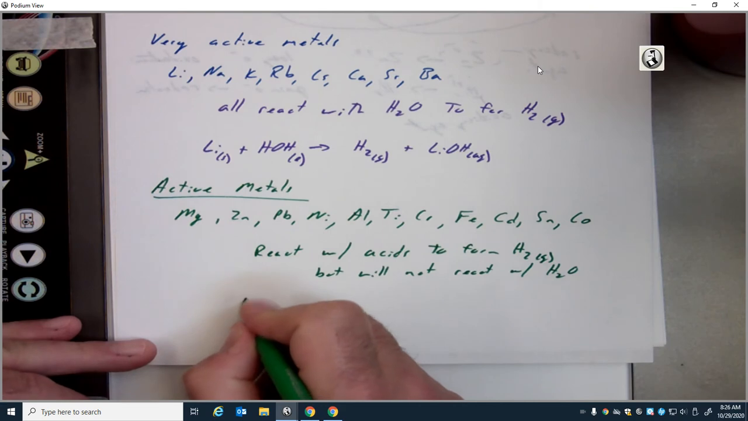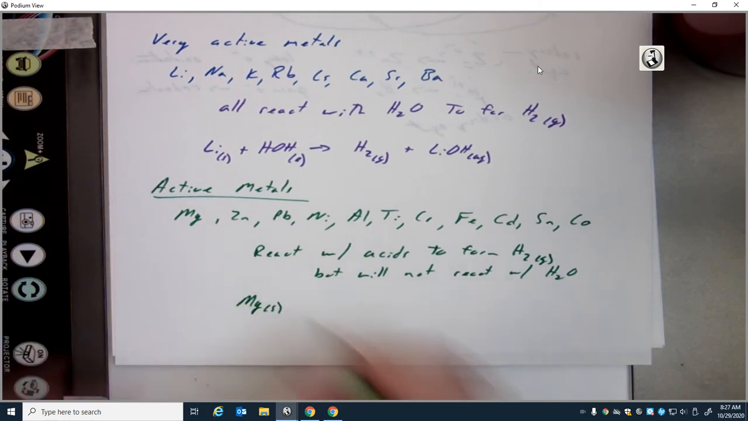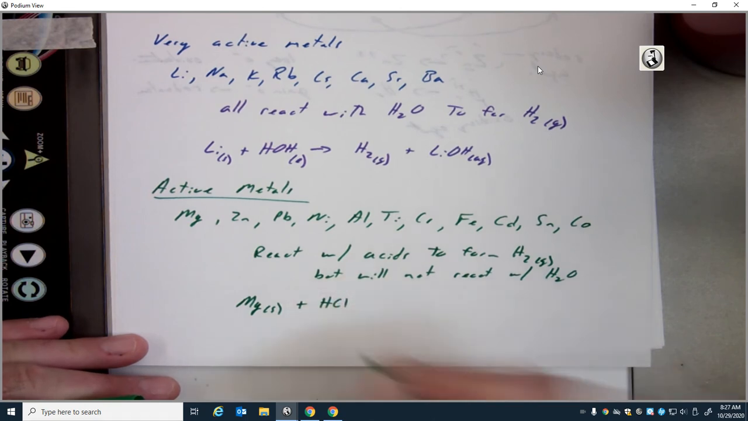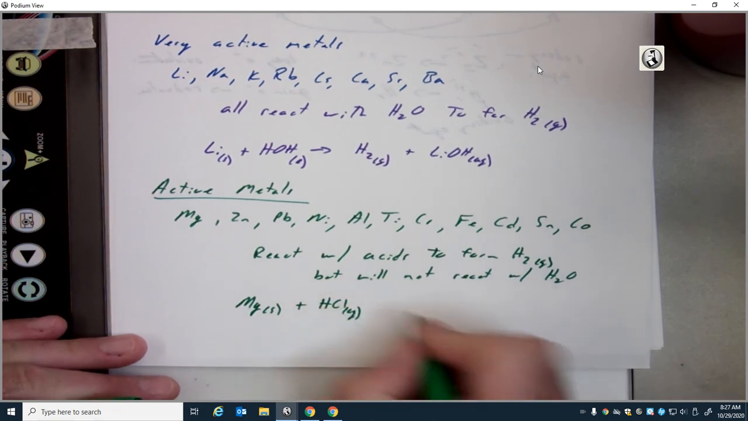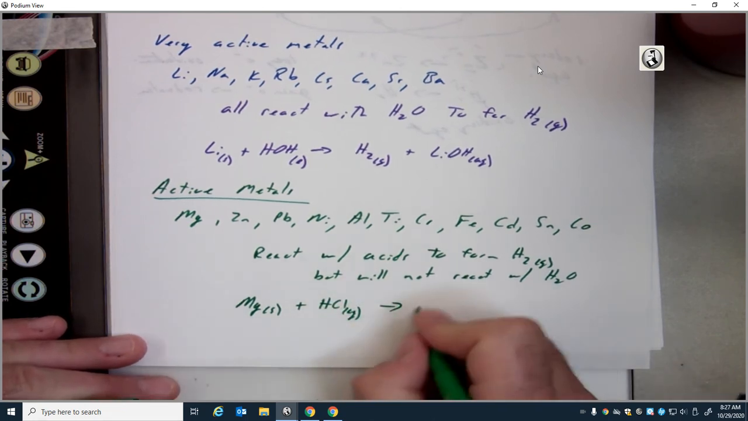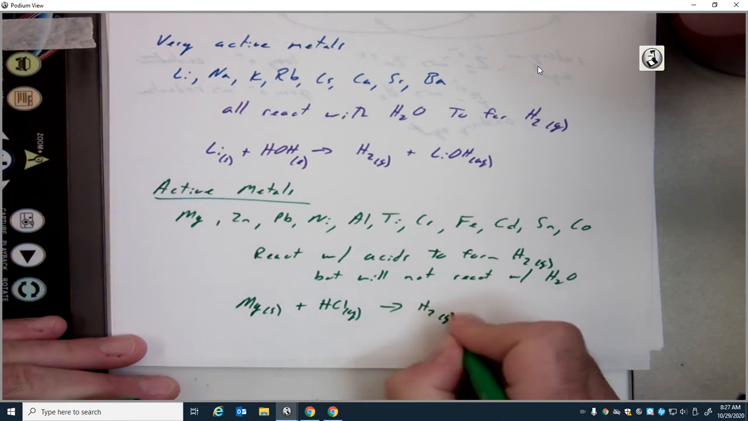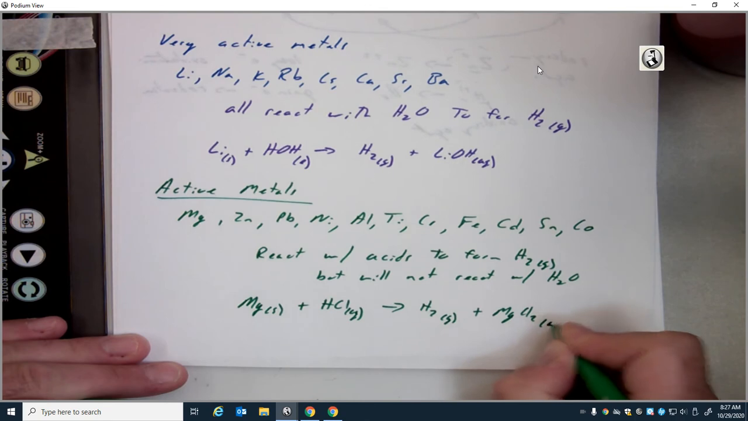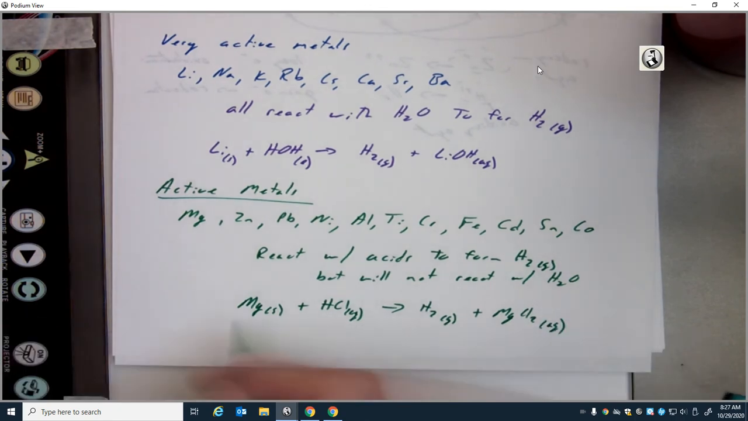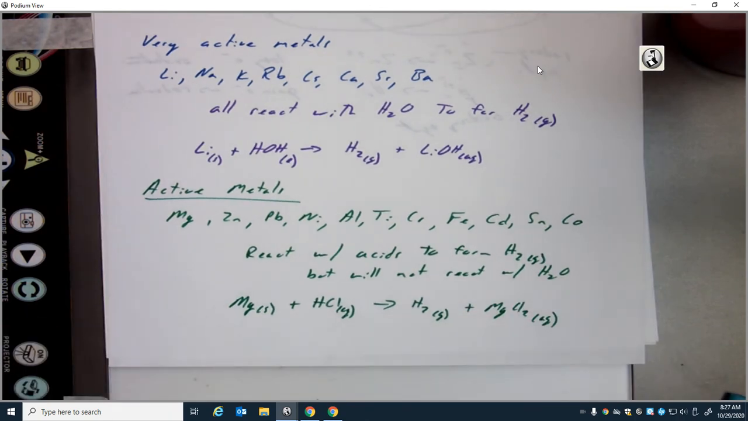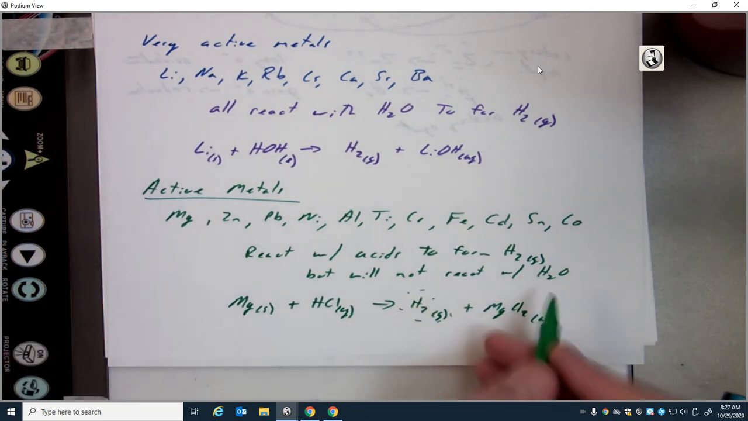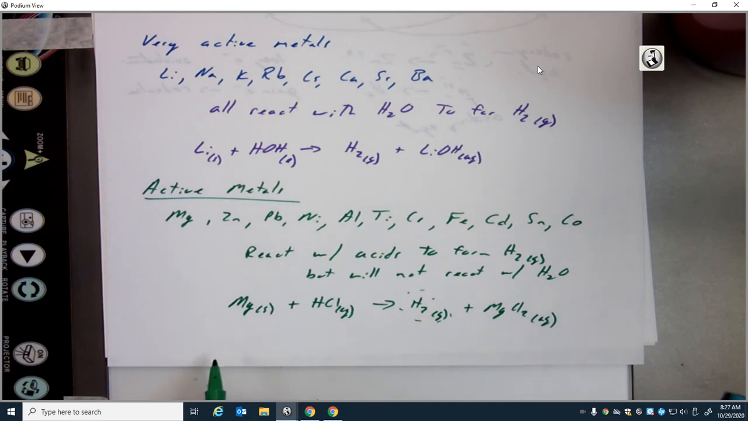So if we take magnesium solid and react it with, let's just use hydrochloric acid, these will react to produce H2 gas and MgCl2 aqueous. Exactly. This is what we did in the lab, or what you're going to do in the lab, right? So it produces that hydrogen gas. But if I put magnesium in water, no reaction would happen.